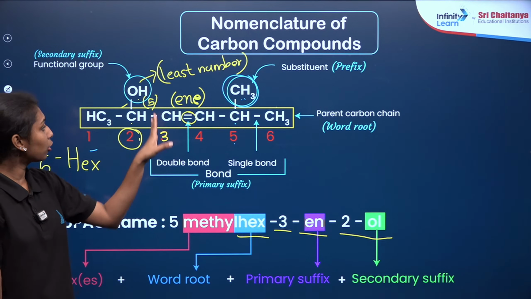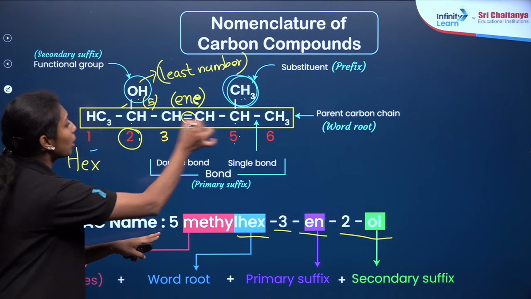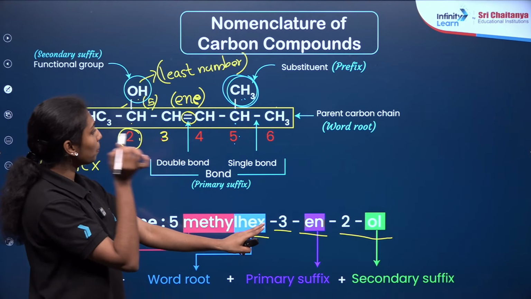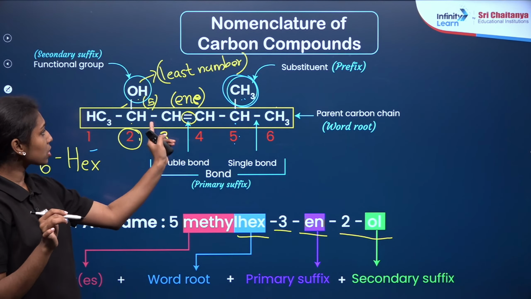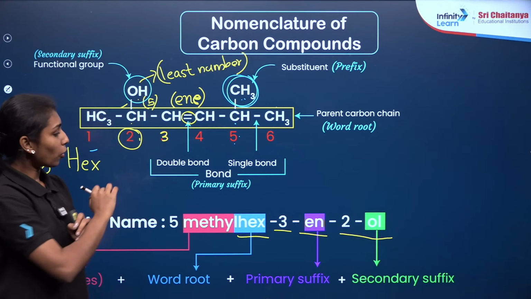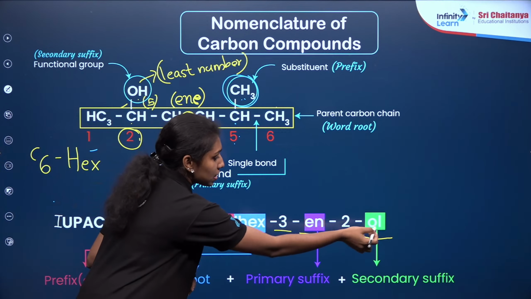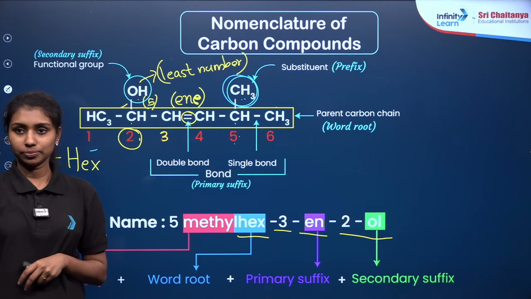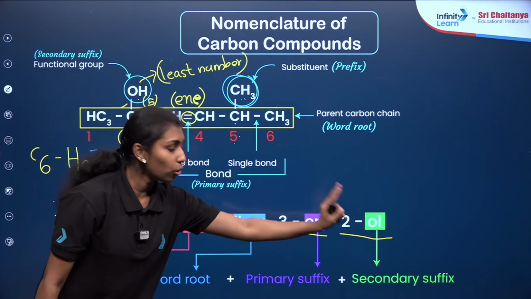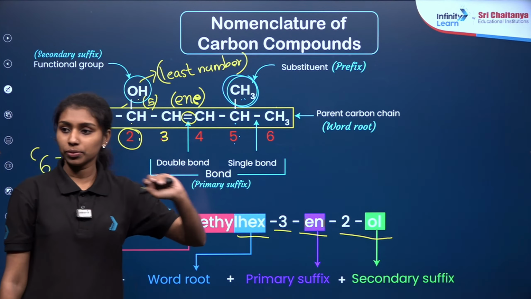Prefix means an alkyl group is attached, right? So it will be 5-methyl. A 6-carbon compound means the root word will be hex. Then we need to mention the position of the double bond as well as the OH group. Why did I name the alkene group first instead of OH? According to alphabetical order, A, B, C, D, E comes first before O. So that's why I write the name as 3-en first, then 2-ol.